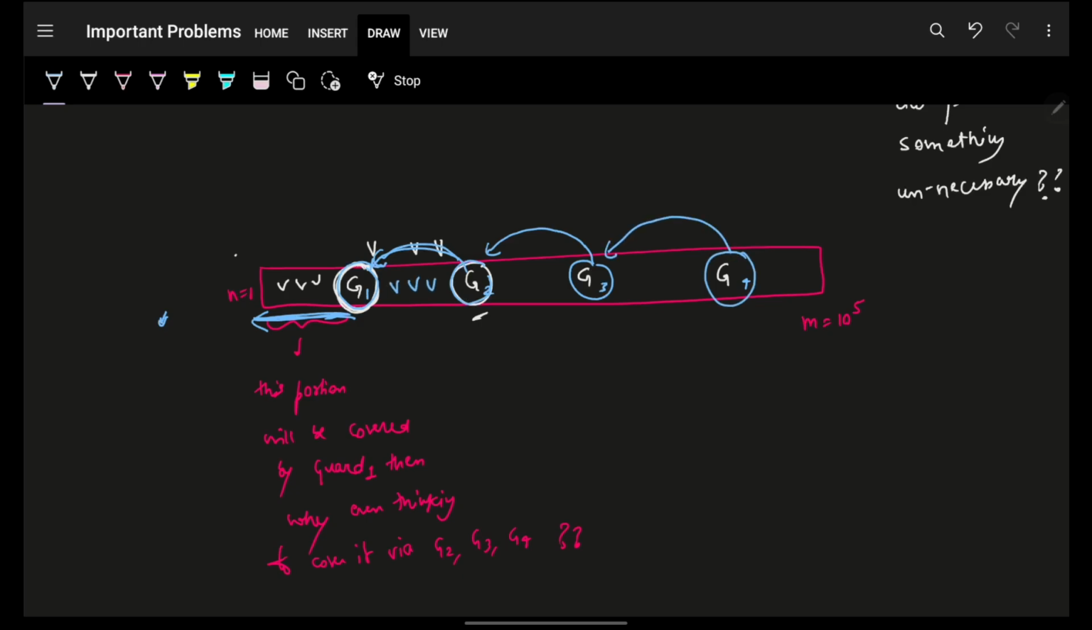Thus, this guard 2 is visiting all these locations, this guard 3 is visiting all these locations, and this guard 4 is visiting all these locations. Now you might ask, Aryan, what about roundabout?